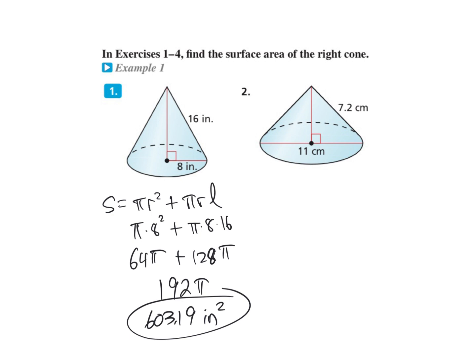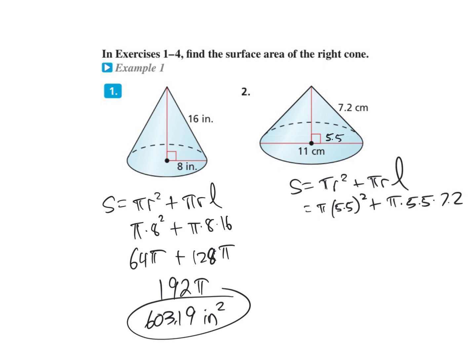Number 2, same type of thing, except now your radius is 5.5. Surface area is pi r squared plus pi r L. So pi times 5.5 squared, and pi times 5.5 times 7.2. 5.5 times 7.2 is 39.6 pi, and 5.5 squared is 30.25 pi. Add that to the 39.6, and you get 69.85 pi. Multiply that times pi, and we get 219.44 square centimeters.